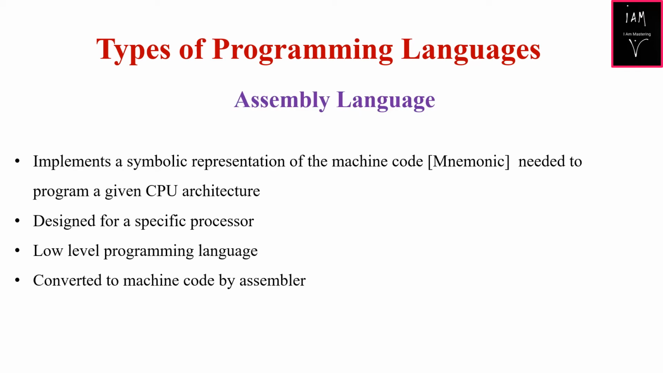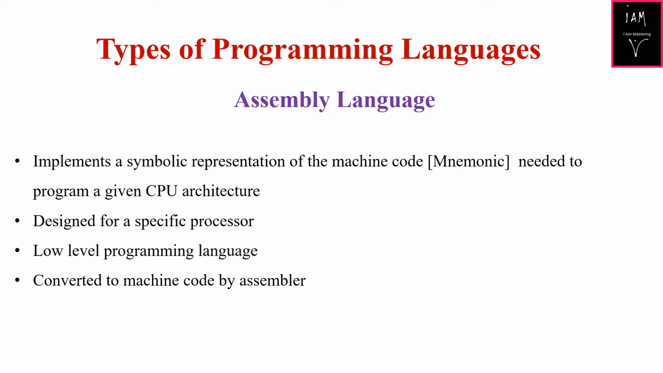The second type of programming language is the assembly language. The inherent difficulties in writing machine language programs led to the development of assembly language. The low-level assembly language is designed for a specific family of processors and represents various instructions in a symbolic code and in a more understandable form. It employs a symbolic representation of the machine code, or a mnemonic, needed to program a given CPU architecture. It is designed for a specific processor.